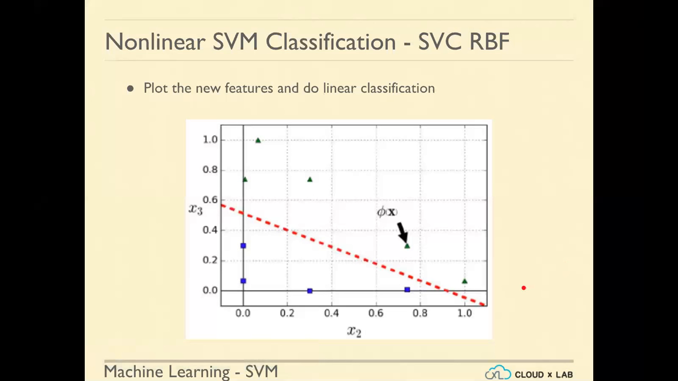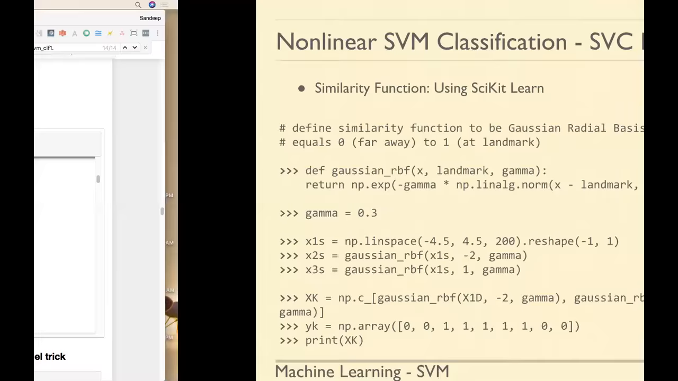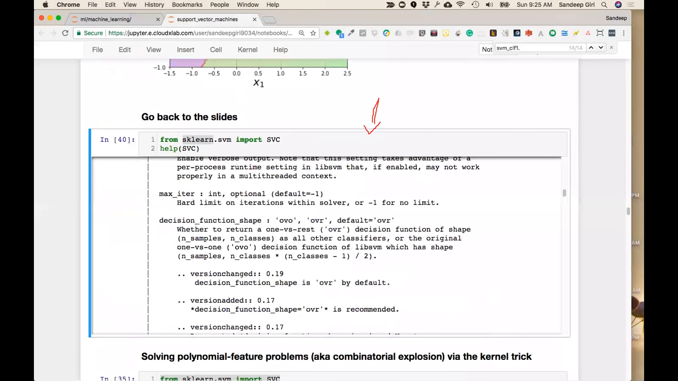Yes, X would actually be a vector, not a point. Wonderful. So let's try to add the similarity functions using this and take a look at whether it works or not.